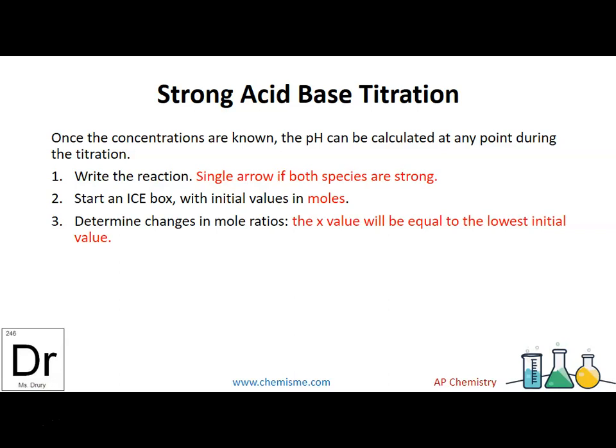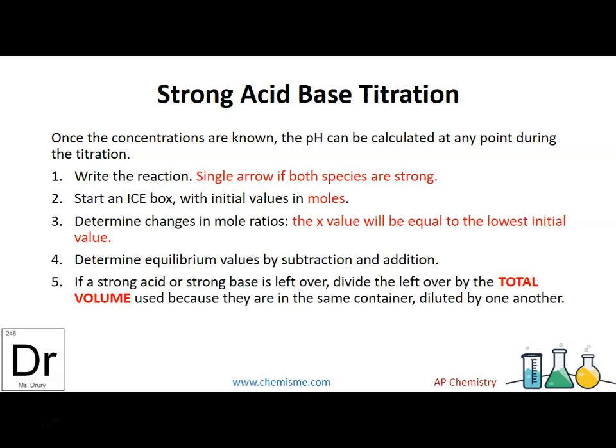So you'll say this amount of acid reacts with this amount of base and makes this amount of salt and this amount of water. That x value will be the same across, and it will be the limiter, or the lowest value that you have given. And 4, determine the equilibrium values by subtraction and addition, like literally calculate it. If a strong acid or a strong base is left over, divide the leftover amount by the total volume, because remember, you're in moles right now. So if you divide by total volume, you get a molarity, right? If you just keep it in moles, you can't really do a lot with that.